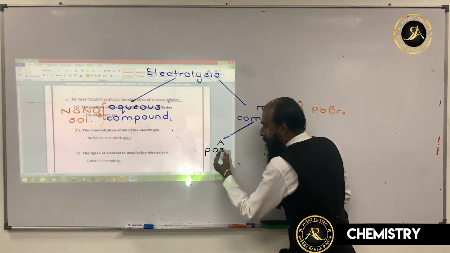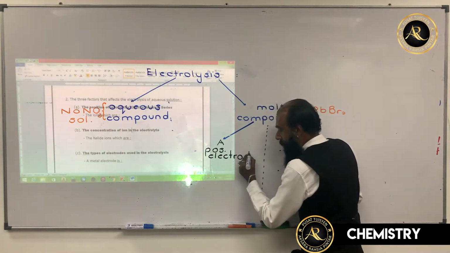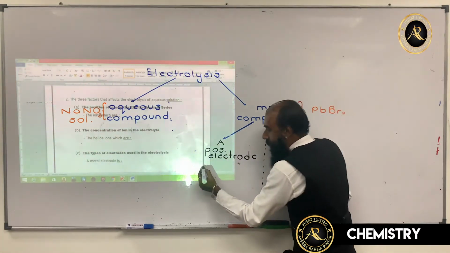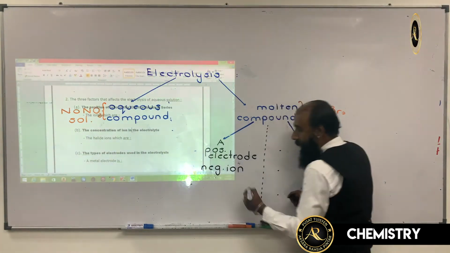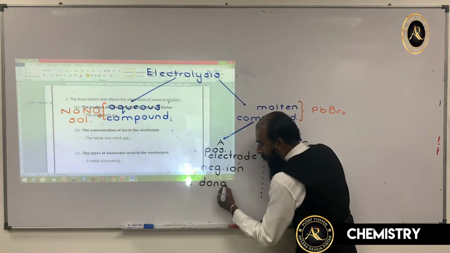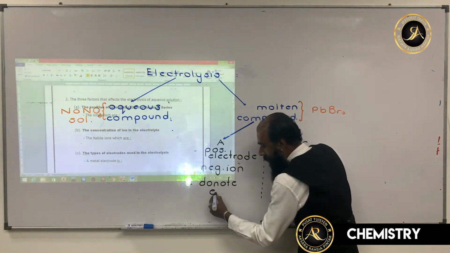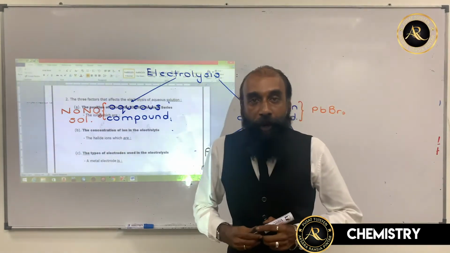Okay, anode: positive electrode, attracts negative ion, and the process at the anode is donating electrons. Okay, my dear students, I'm going to teach you a technique now.